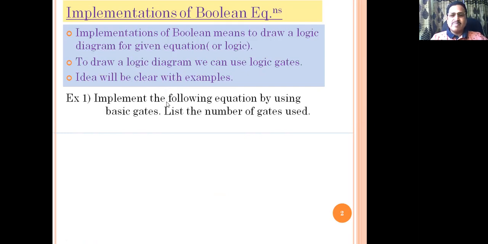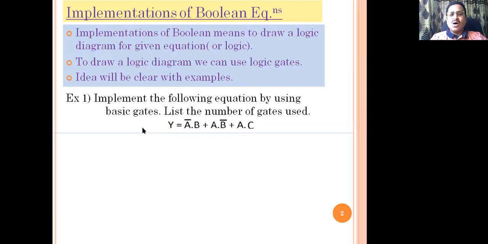We have been asked to implement the equation by using basic gates, and also to list the number of gates used in the diagram for the implementation. The equation is this one. Output of the logic diagram or operation Y will be equal to A bar and B, or A and B bar, or A and C. If you observe this equation carefully, this equation has three terms.